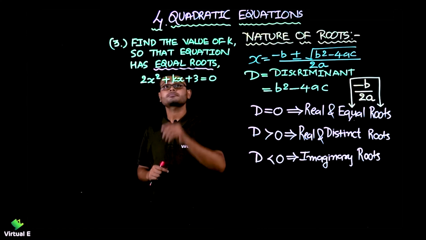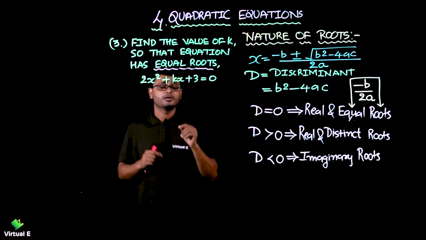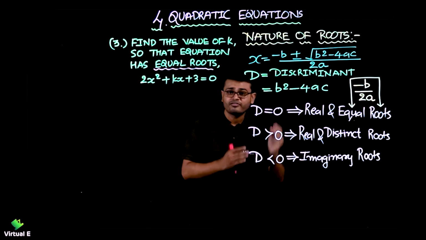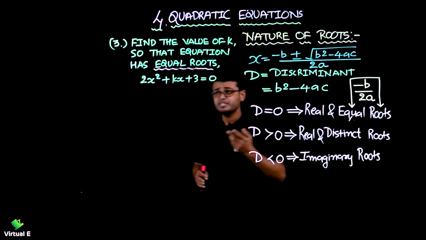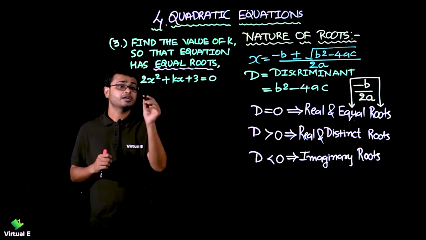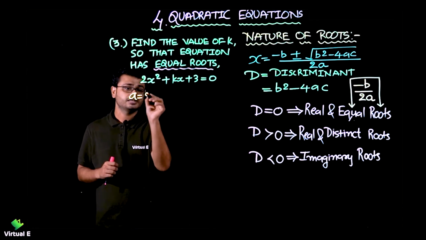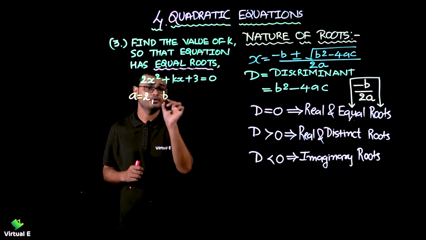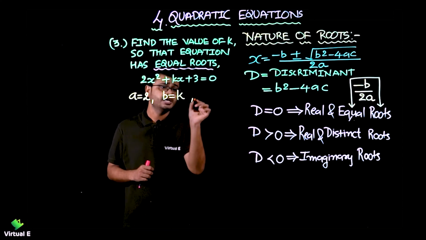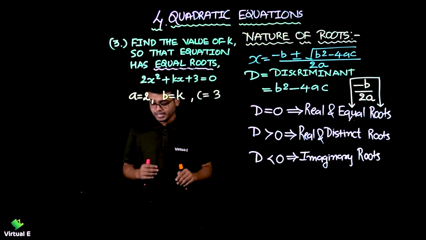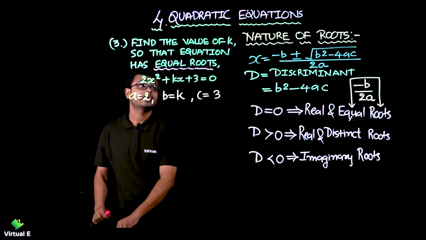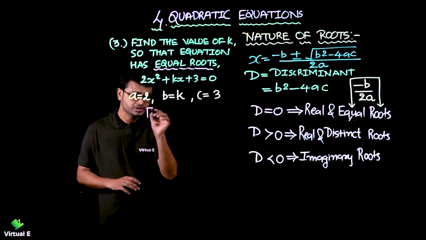Let's do that. So, equal roots. Before I proceed for any formula or steps, what do I need to get? I need to get the value of A, B, C. Very simple. Value of A is 2, value of B is k, and value of C is 3. Now it is given that it has equal roots.